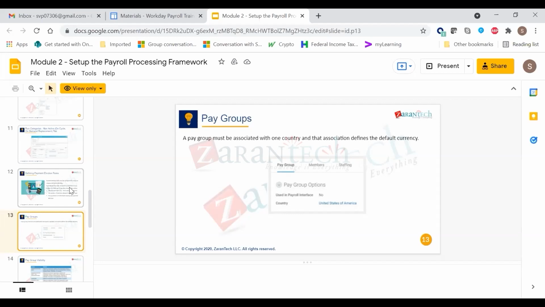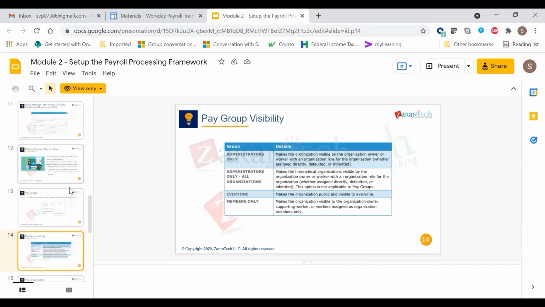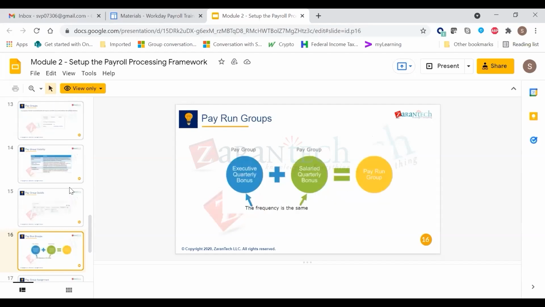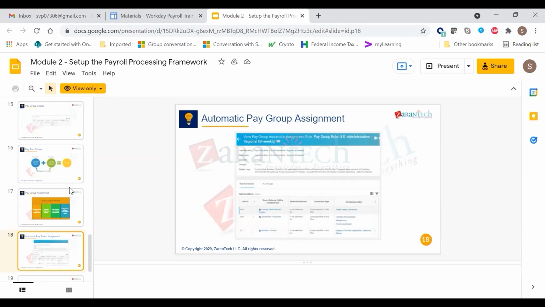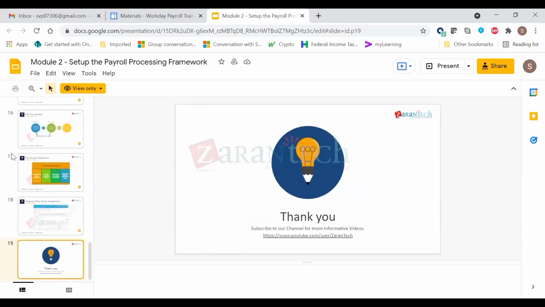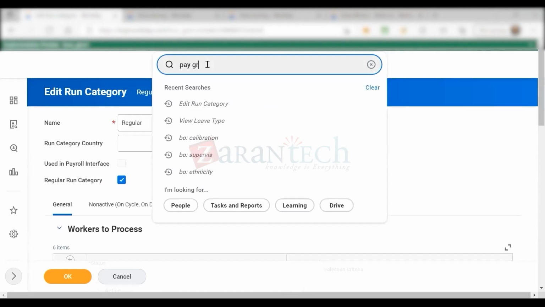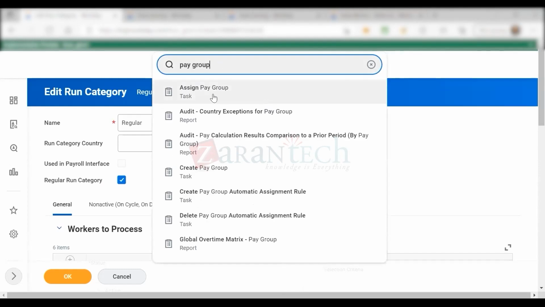Okay, we'll cover all this in the tenant, and then we will cover pay run group and pay group assignment auto. Okay, perfect. Now let's switch into the tenant. Pay group. So assign pay group, I was talking about this. So this is a business process, assign pay group.